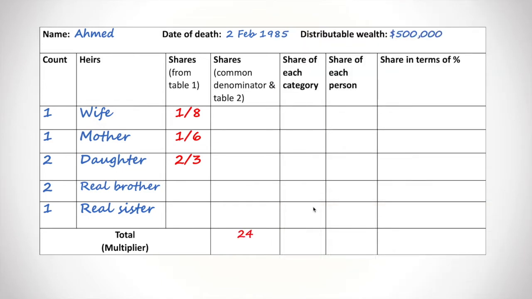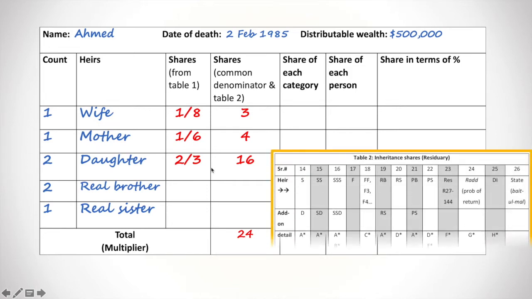The LCM of 6, 8, and 3 is 24. In this way, 1 over 8 will become 3 over 24, 1 over 6 will become 4 over 24, and 2 over 3 will become 16 out of 24. Let's see how many shares we have distributed so far. 16 plus 4 plus 3 is 23. We still have one more share to distribute, so we'll have to go to table 2 and find out who gets this.